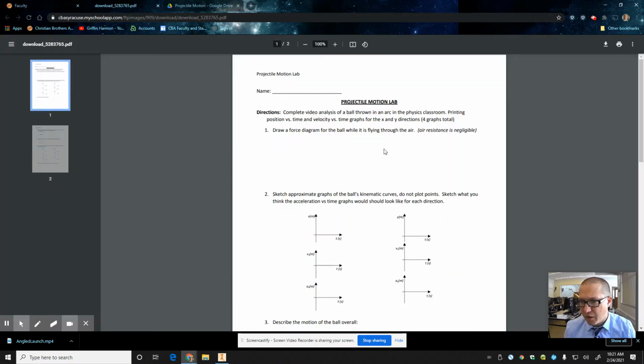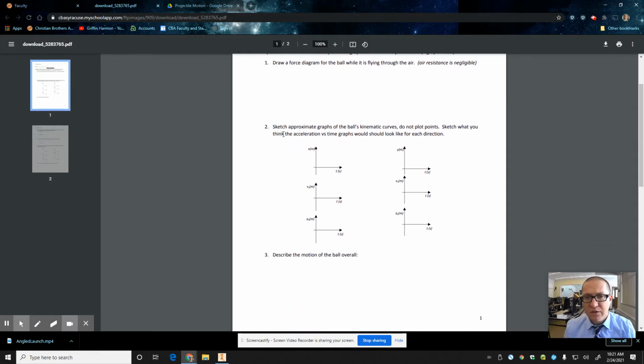So force diagram of the ball I went through in the last video I had made. You can take a look at that. Sketch the approximate graphs of the ball's kinematic curves. Do not plot points. Sketch what you think the acceleration versus time graph should look like for each direction. So this is once you do the video analysis, we'll sketch these in. Maybe these should be a little bit bigger, but we're just doing very rough sketches.